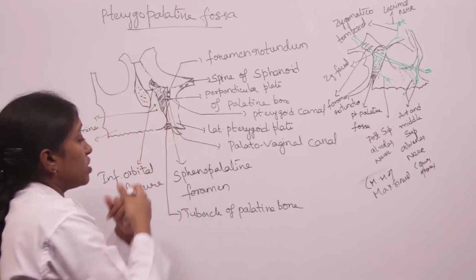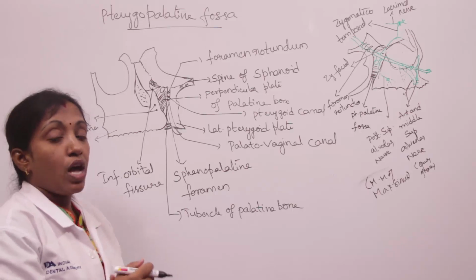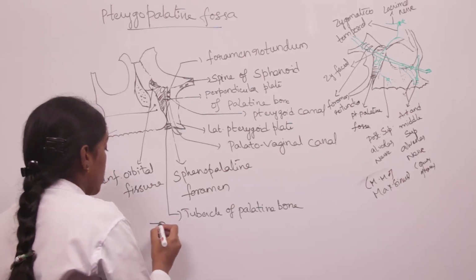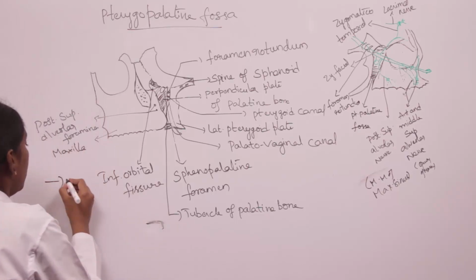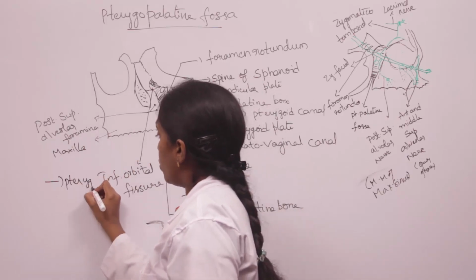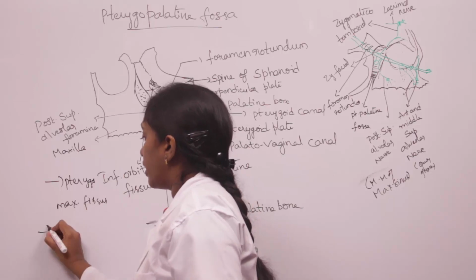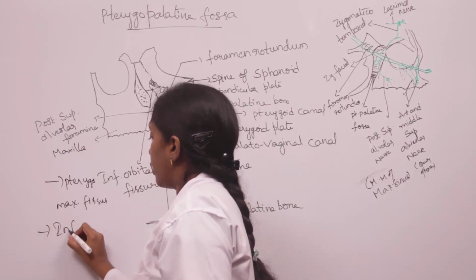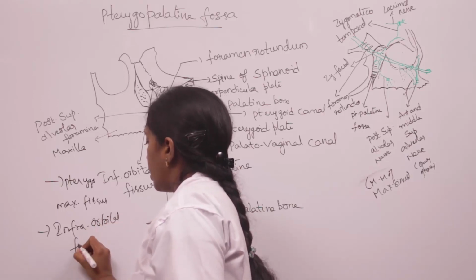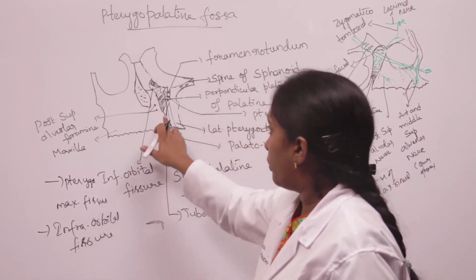Usually the pterygopalatine fossa consists of 5 openings and 2 fissures. What are the 2 fissures? They are the pterygomaxillary fissure and the infraorbital fissure. These are the 2 fissures that are in contact with the pterygopalatine fossa.